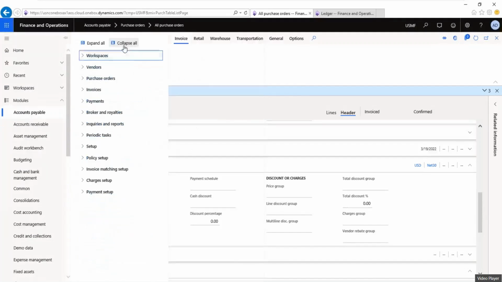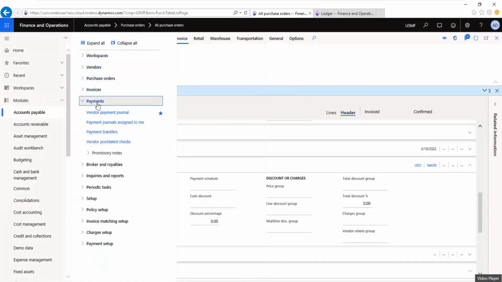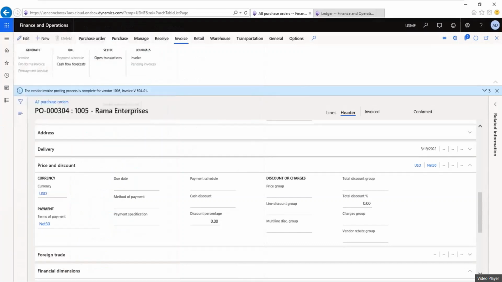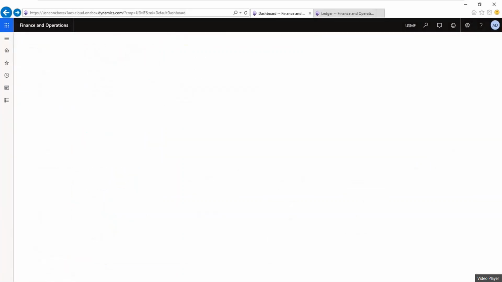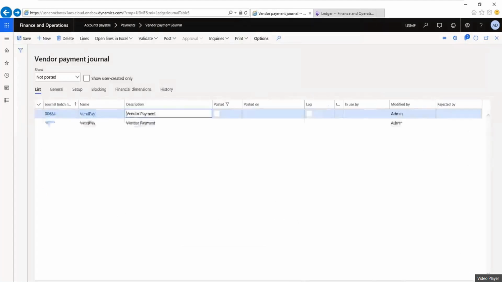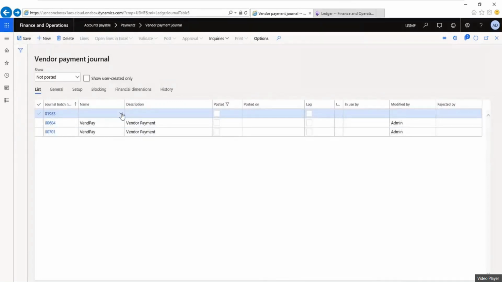Now payment. So payments, vendor payment journal. Click on new vendor payment. This is vendor payment lines.